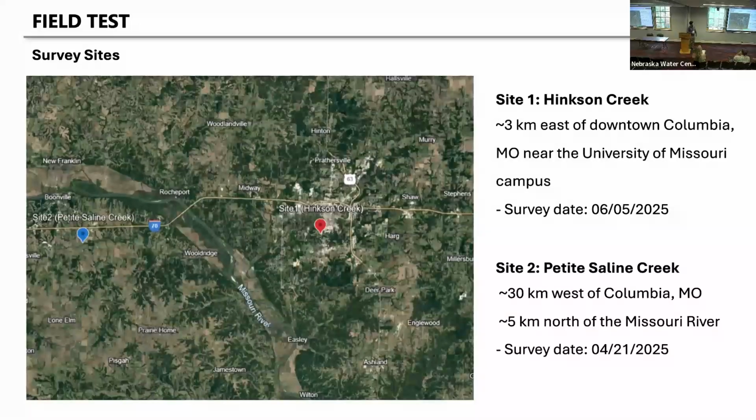For the field test, we conducted surveys at two different sites. The first one is Hinkson Creek, which is located 3 kilometers east of downtown Columbia. It's near the University of Missouri campus, and we surveyed on June 5th this year. The second site is Perche Creek. It's located 30 kilometers west of Columbia, Missouri, and we surveyed on April 21st. You can see the locations in red for Hinkson Creek and blue for Perche Creek.